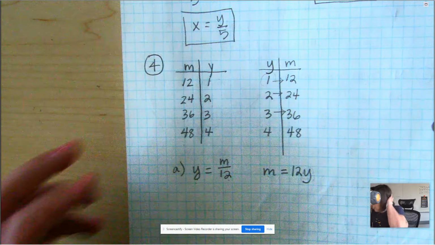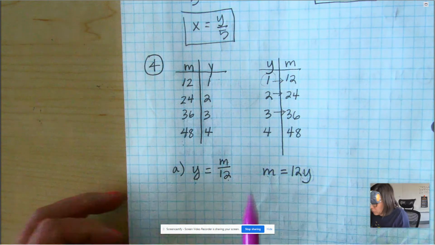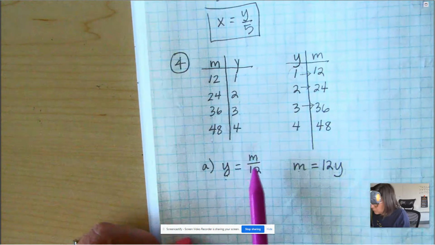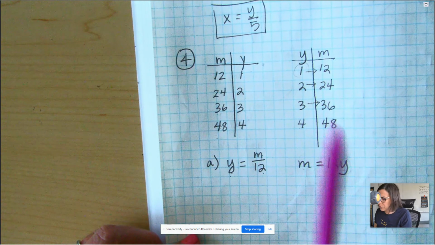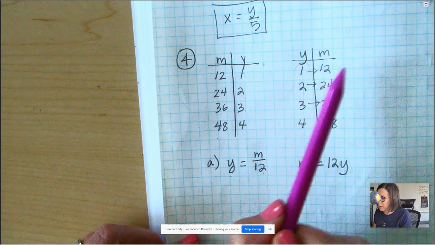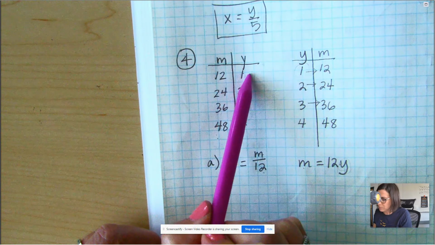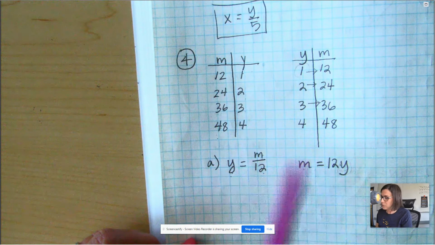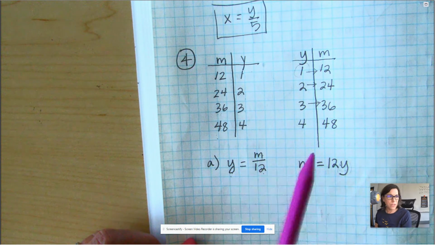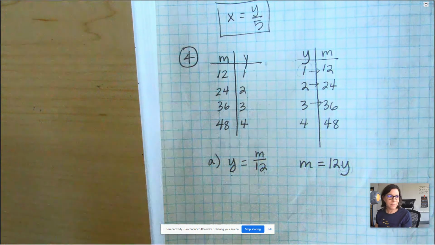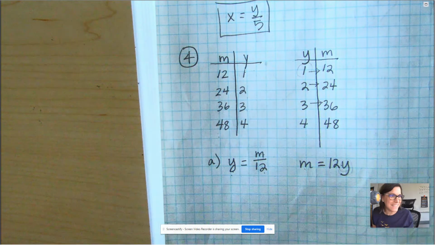All right. B, explain why the two functions are inverses. Well, because your input is becoming your output, and your output is becoming your input, and you have like this inverse operation and an inverse function. That is it. All right. And scene.